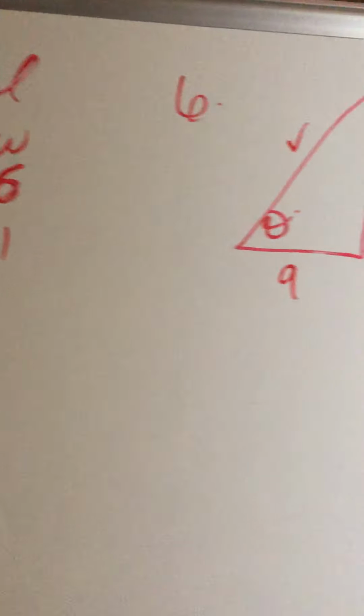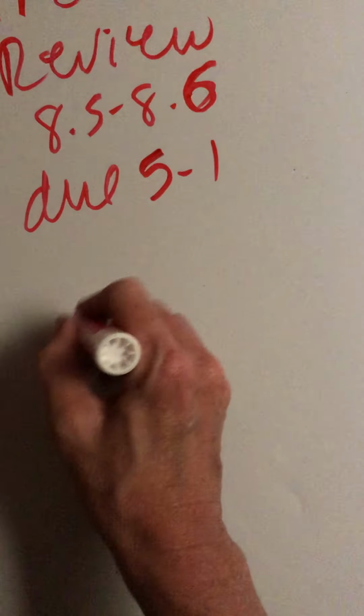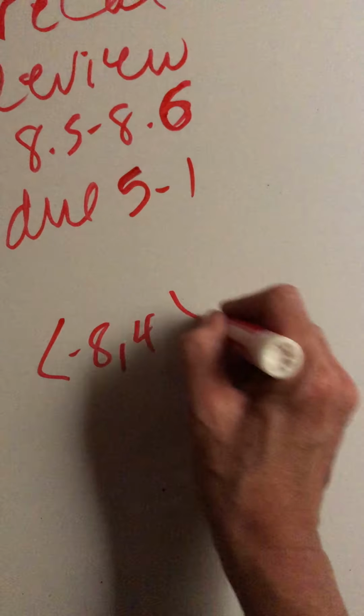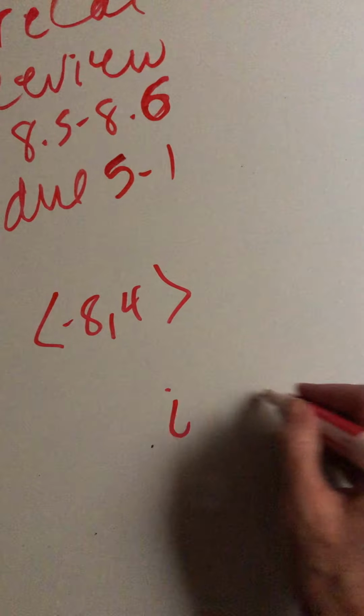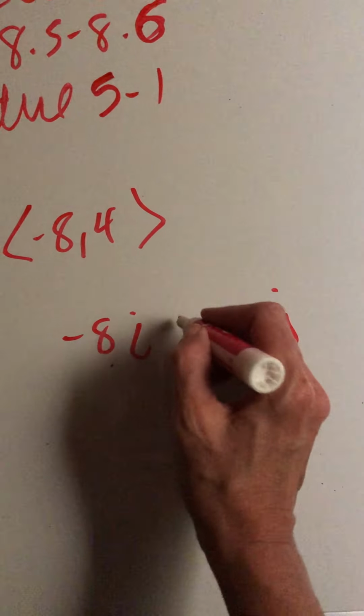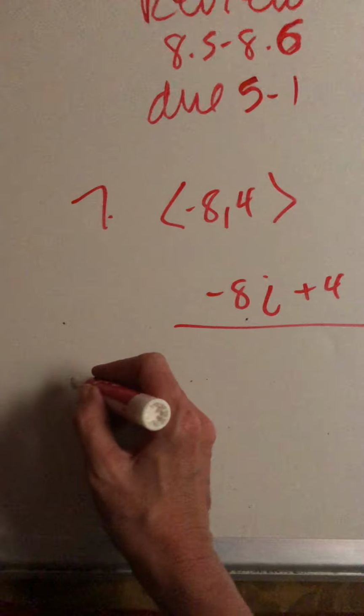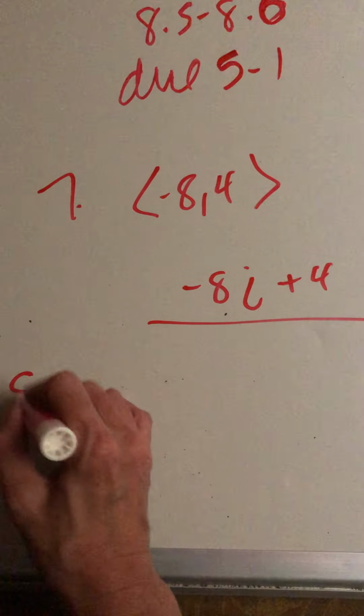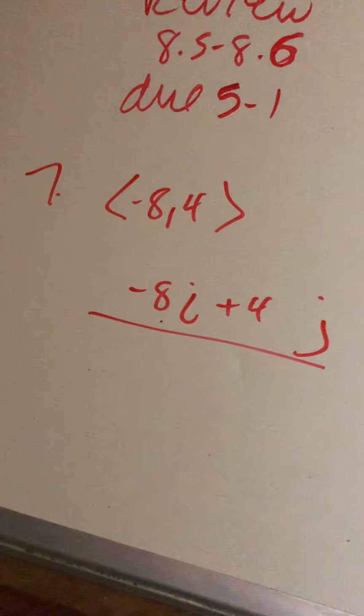Then let's see, number 7, that was number 6. Number 7 wants you to take the component form, negative 8, 4, and write it as a linear combination. So negative 8i plus 4j, you're done. That's number 7. Number 8, okay, let me put number 8 up here because I need to draw a picture.